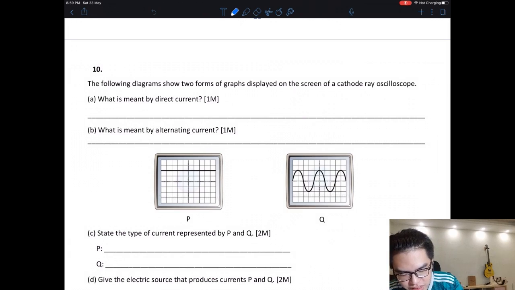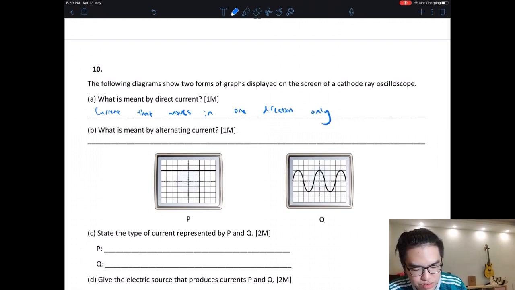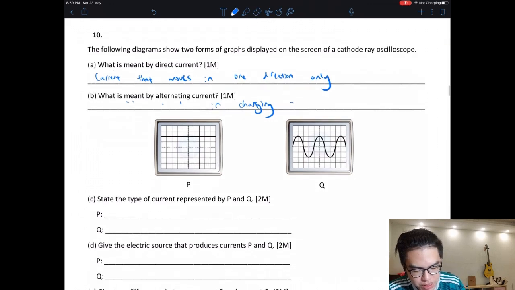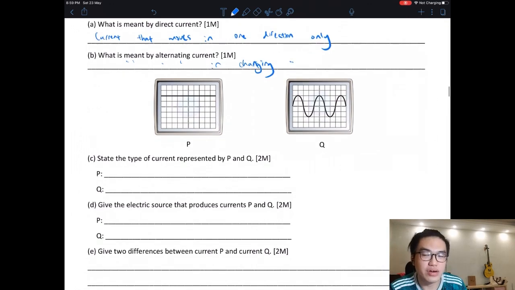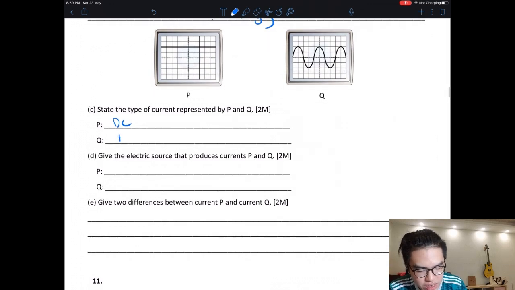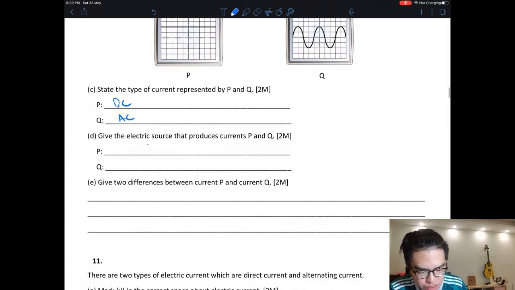Current that moves in one direction only. Alternating current is current that moves in changing direction. So what is P? P is my DC. Please write direct current, I'm just writing the short form for you. Q is AC. Give the electric source that gives current P and Q.